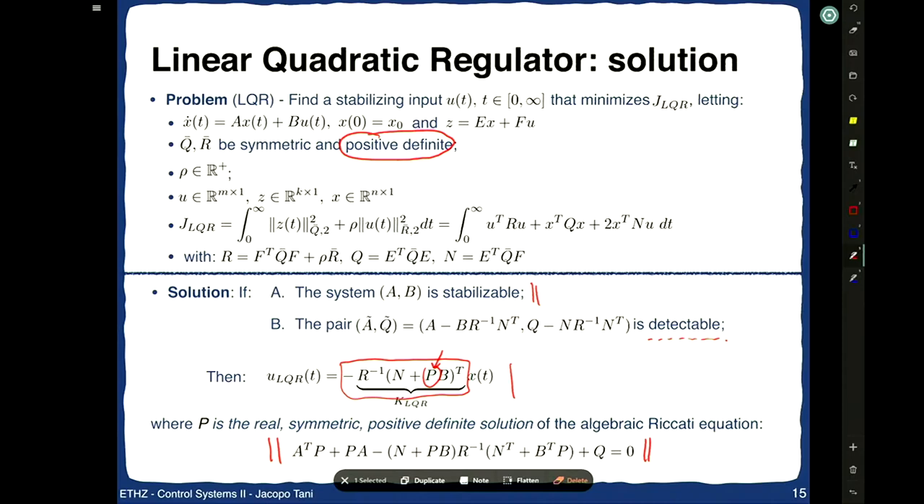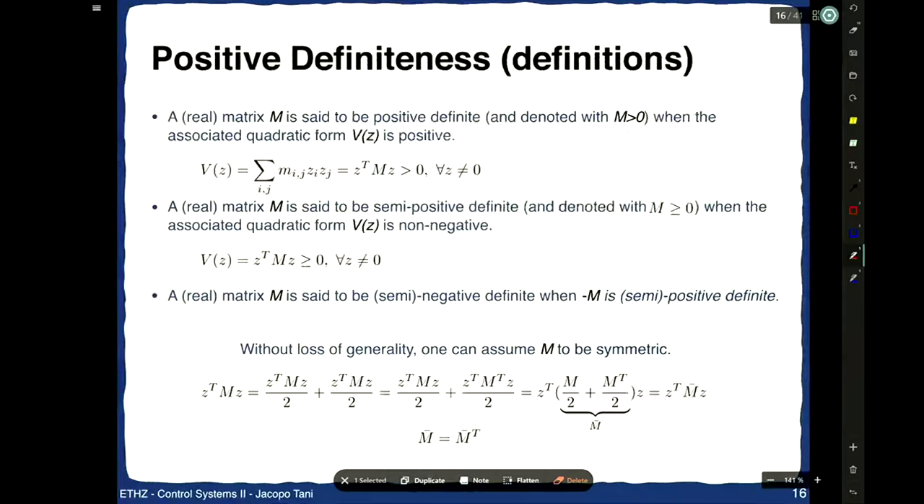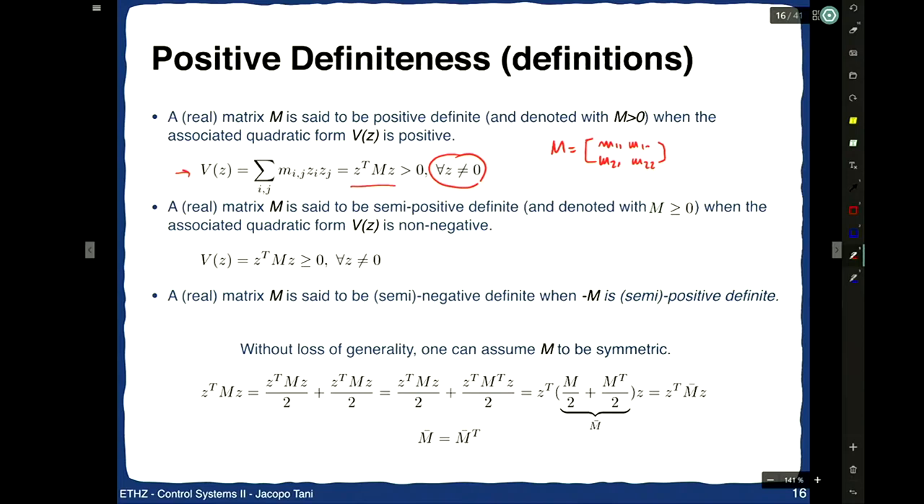So what is a positive definite matrix? A positive definite matrix is a matrix which has an associated quadratic form that is positive for every vector different from 0 that is being used. So what does this mean? Suppose we have a matrix M that is M11, M12, M21, and M22. Then we create this quadratic form by just doing the calculation we saw before. It's basically the weighted norm. If this value is strictly positive for all possible z vectors that are just some arbitrary vectors of compatible dimension, then we call the matrix positive definite.